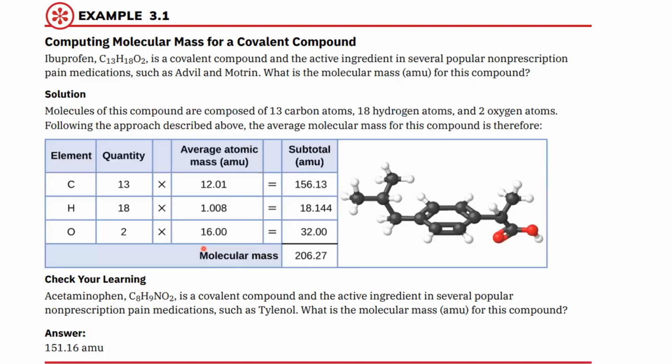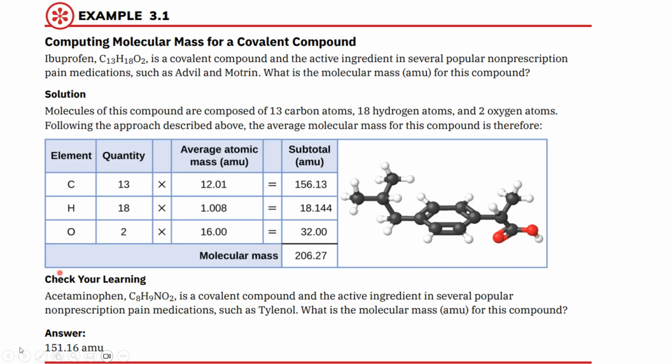So with the ibuprofen at the top, we've got 13 carbons, each of them weigh just over 12, 18 hydrogens, each of them just over 1, and then we've got 2 oxygens that are both 16. So we can get the mass of each of those elements individually, and then add them all up to get the molar mass, or the molecular mass, I should say, which we'll have in the unit AMU.